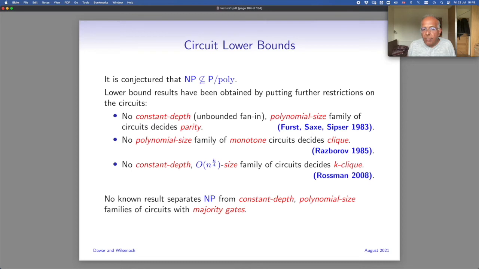But if you allow majority gates in addition to and, or and not, I said before that this makes no difference to P/Poly. But if you're restricting yourself to constant depth, it does make a difference whether or not you have majority gates, because implementing majority gates with ands, ors and nots requires possibly, we think, more than constant depth. So throw in majority gates to constant depth polynomial size families of circuits, and we have no separation of NP from this.